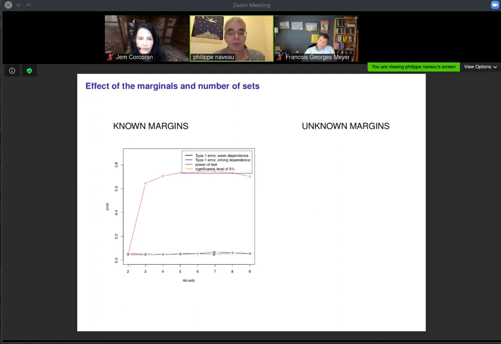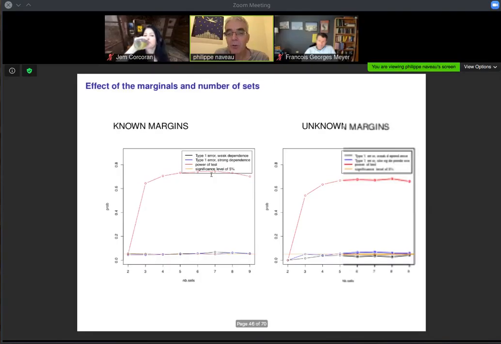If you know the margins, it's always simpler. So here, if you look at this graph, on the x-axis I have the number of sets. For example, in most of my graph I have the number of sets equal to 3. And here I have the type 1 error, the type 2 error, and the power of the test in red. It's just an example here. I'm not going to describe the details of that, but the main point is the power of the test is about 0.7, almost 0.8 here. If the margins are unknown, then it's a little lower. So you pay a price when you don't know the margins: you lose some information.